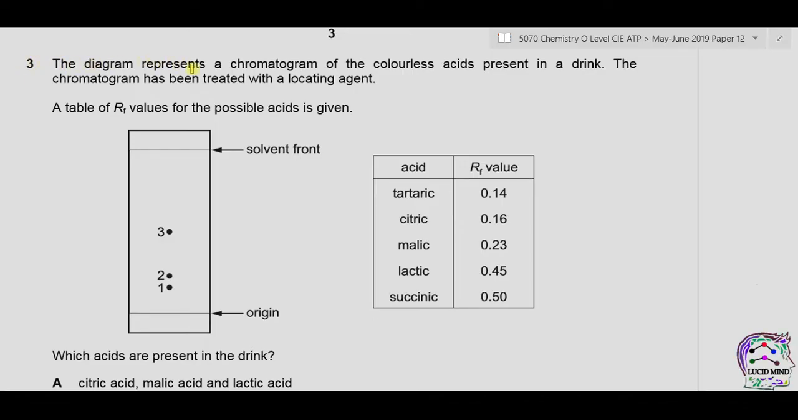Question number 3. The diagram represents a chromatogram of the colorless acids present in a drink. The chromatogram has been treated with a locating agent. The table of Rf values for the possible acids is given. Now this is the table that shows the Rf value of these acids. Which acids are present in the drink? This is the origin or baseline and this is the solvent front. Let's first find out the distance that is traveled by solvent. The distance traveled by solvent front is actually 5 centimeters.